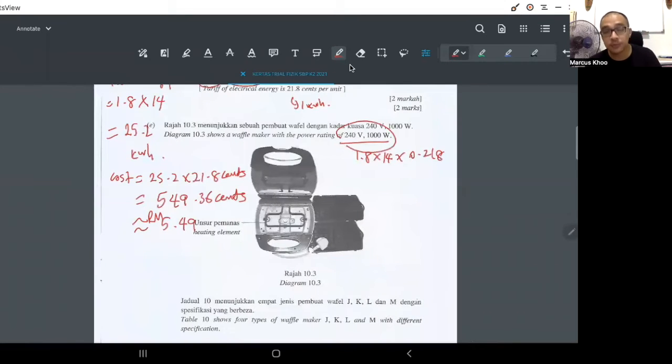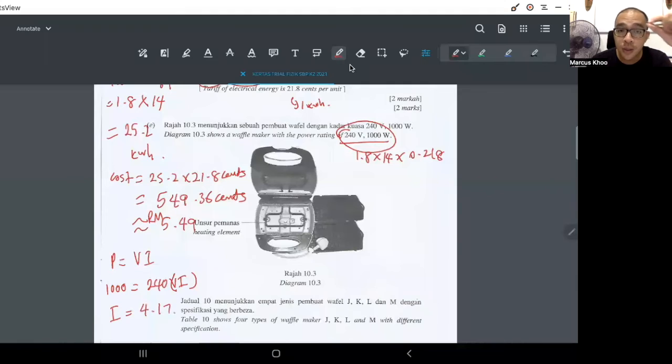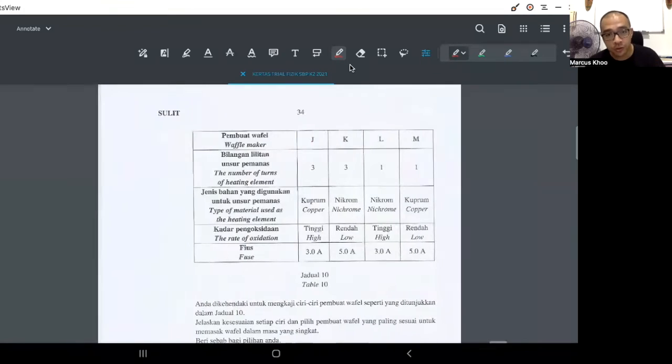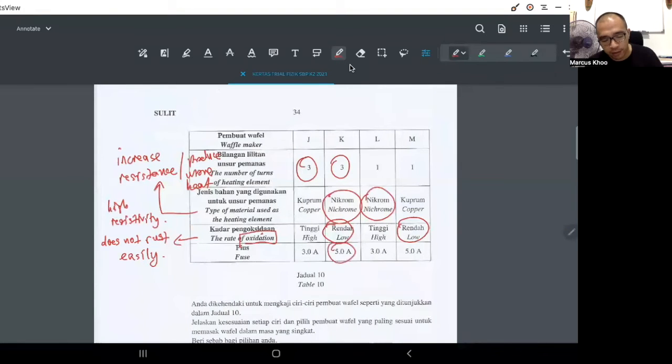It's by this. Okay, P equals V times I. One of the most basic power formulas we know. So when we calculate 1000 watts equals 240 volts times I, we can count the I will be equal to 4.17 amps. It means the current flowing in this waffle maker is 4.17 amps. Okay, so because of that, you need to use a fuse of 5 amps. So this one is very special.